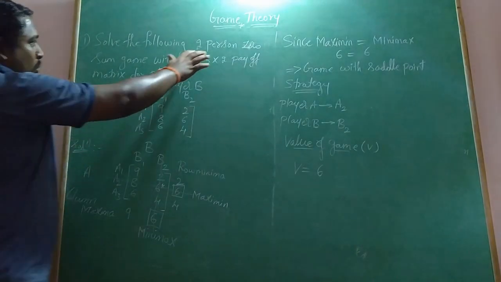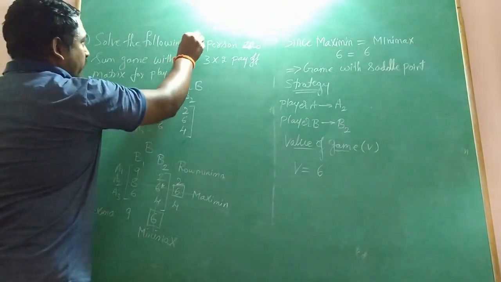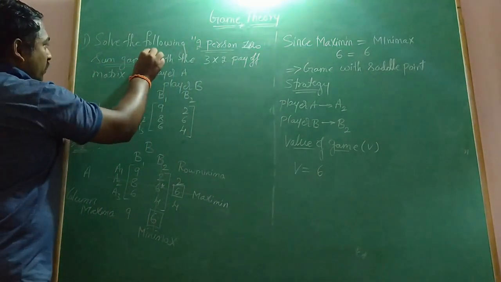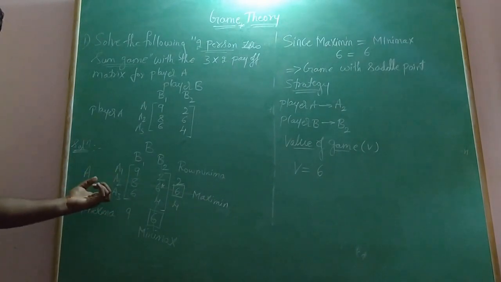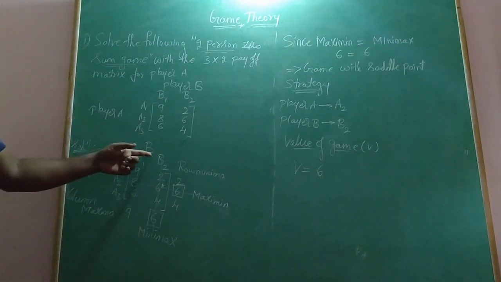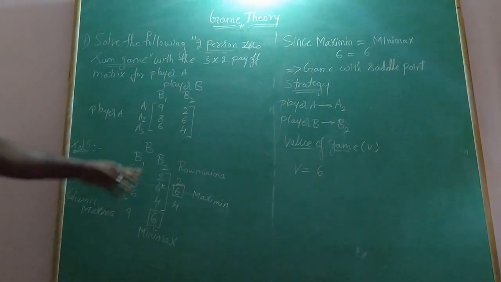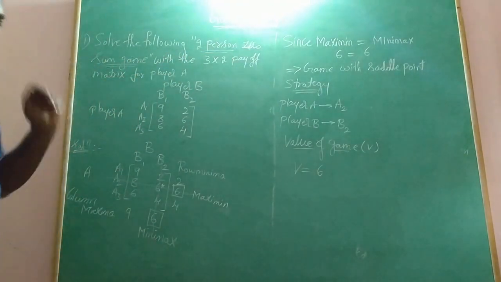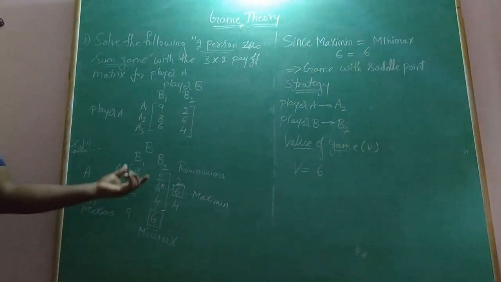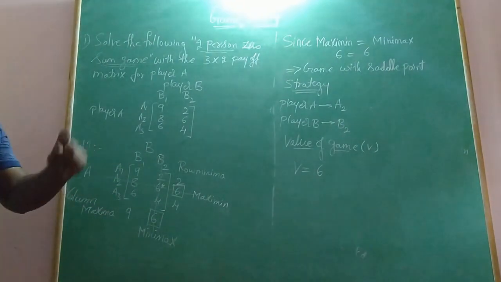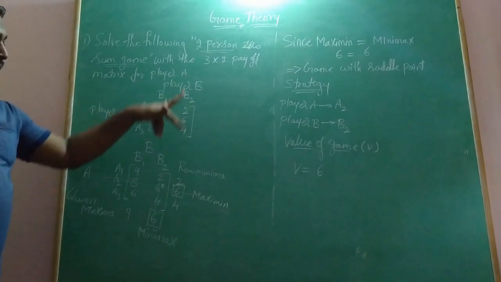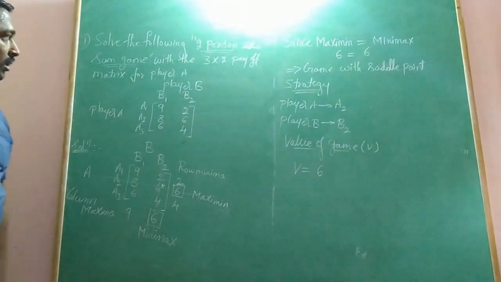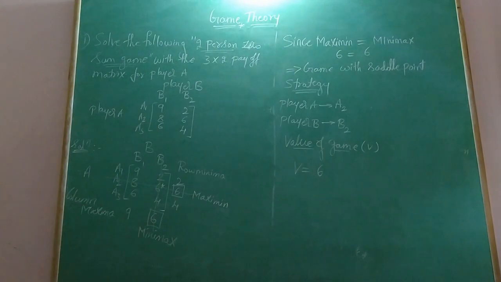Here the question is given as a two-person zero sum game. That indicates that if player A gains 1 point, it will be a loss for player B, or vice versa. If player B achieves 1 point, it will be a loss for player A, and those types of games we call two-person zero sum games. Let us go for the next problem on the saddle point concept.